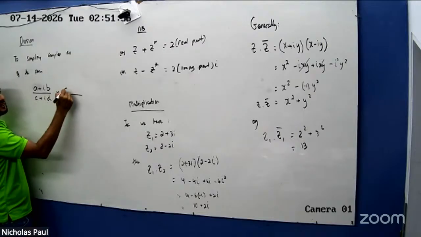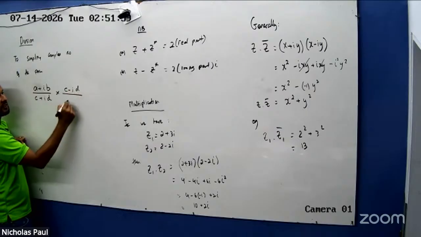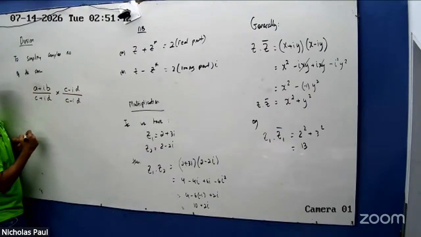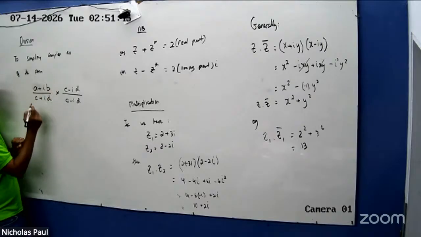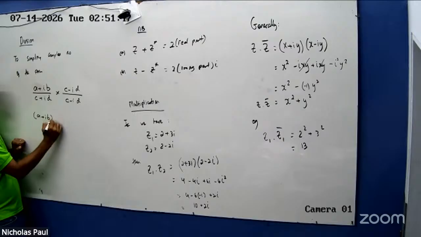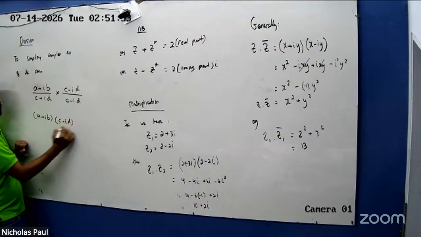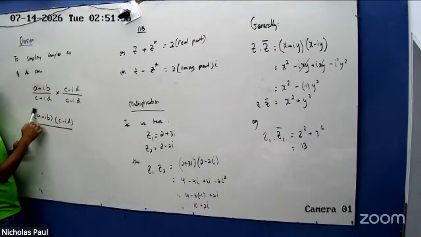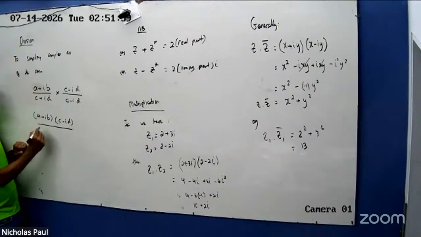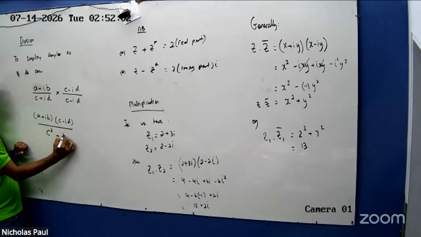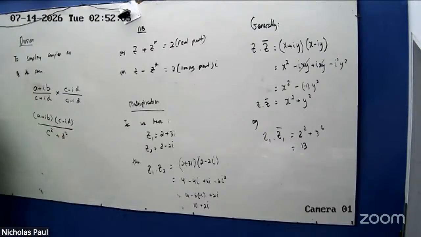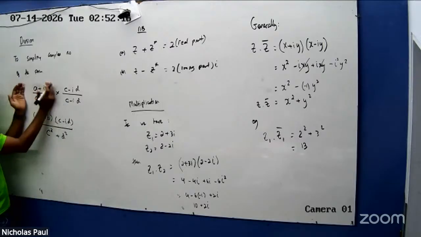Conjugate of this is c minus id. Right? In the numerator, it will be whatever it will be, a plus ib. In the numerator, you have to simplify. But will your denominator be complex anymore? No, it will simply be c squared plus d squared. Okay? So whenever you divide a complex number, to simplify it, multiply by the conjugate over itself. And to check your answer, you can also put it in the calculator.